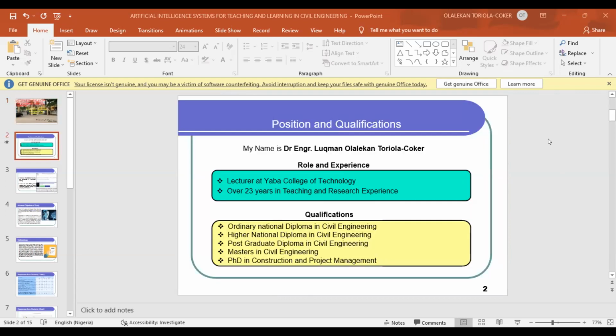My name is Dr. Engineer Lokman Toriola Koka. I have been lecturing at Yaba College of Technology for the past 23 years, and I've been doing teaching and research. My qualification background is as shown, ranging from the OND to HND, doing a postgraduate diploma in civil engineering, having a master's in civil engineering, and having my PhD in construction and project management at the University of Salford, Manchester.